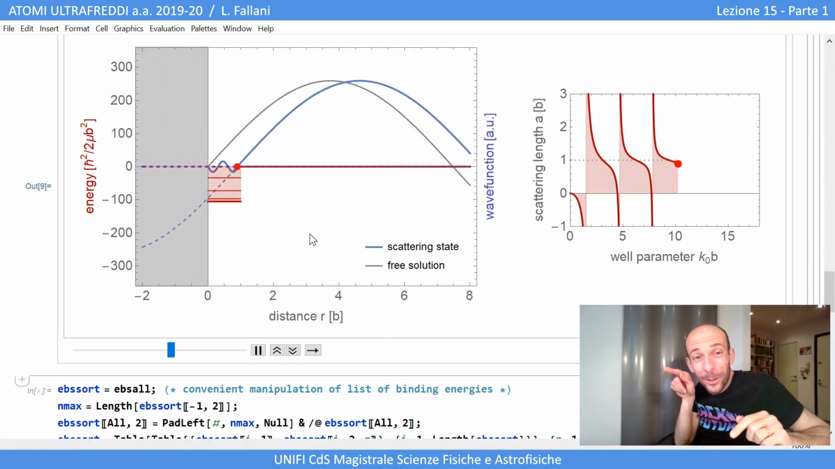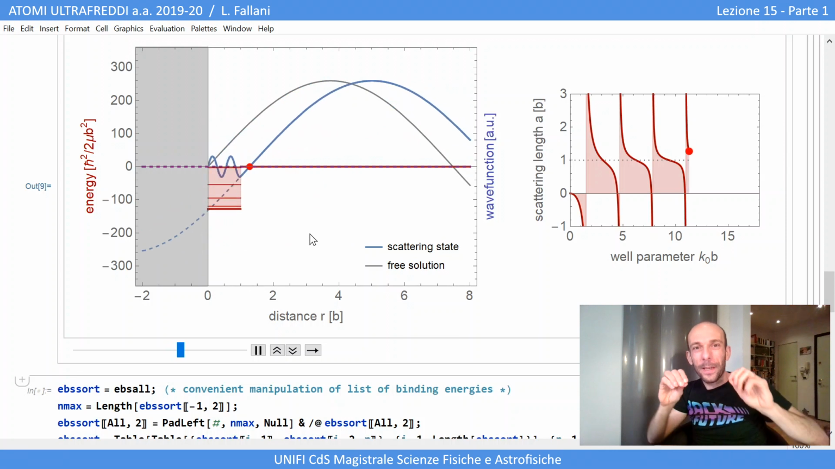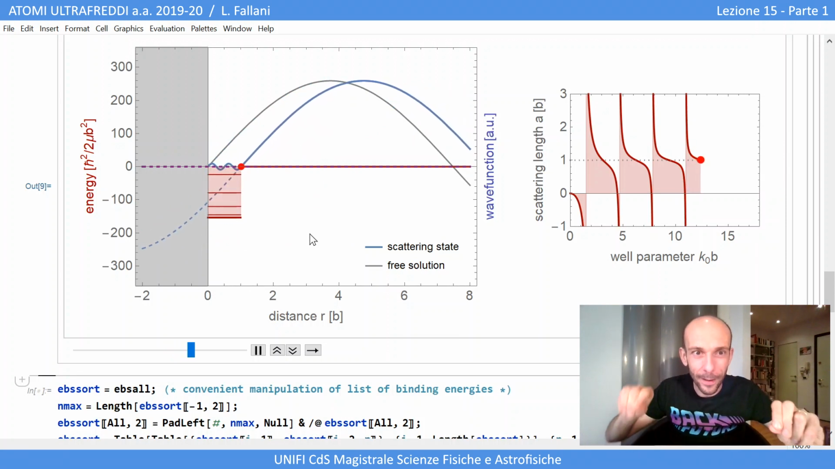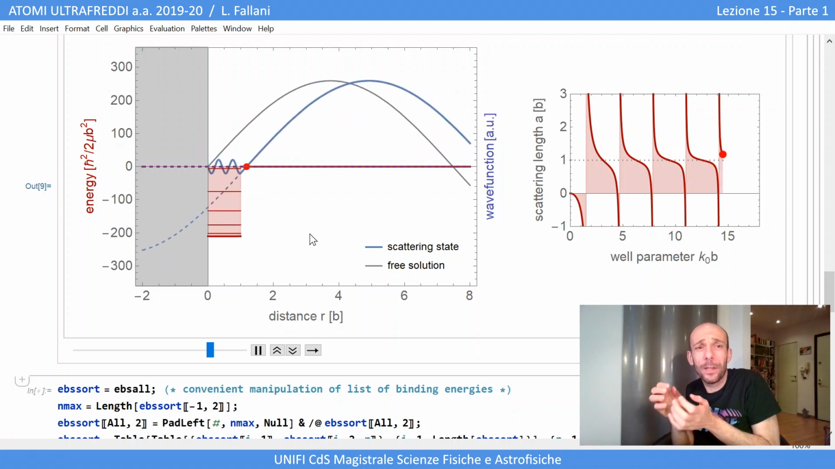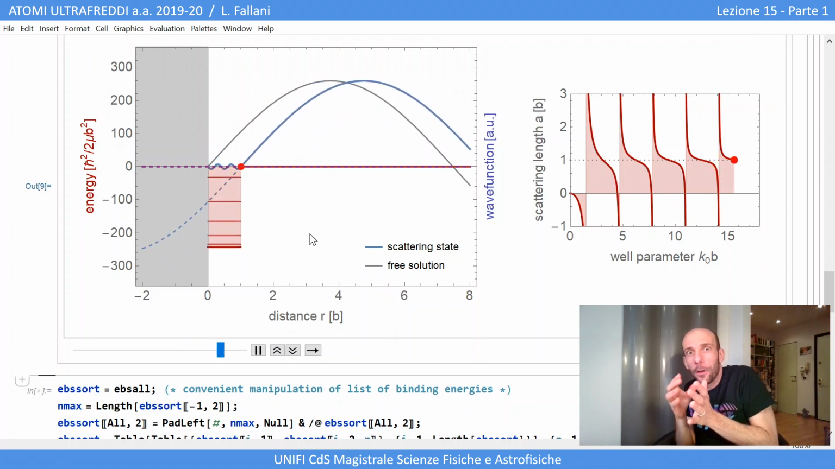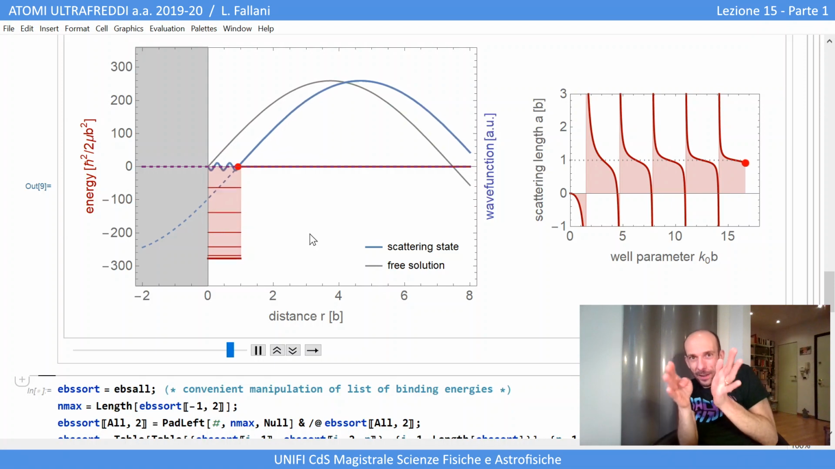And you see it from the wave function, because the wave function, when you have this resonance, becomes amplified in the central region. So you have this resonant enhancement of the probability of being in the red region.